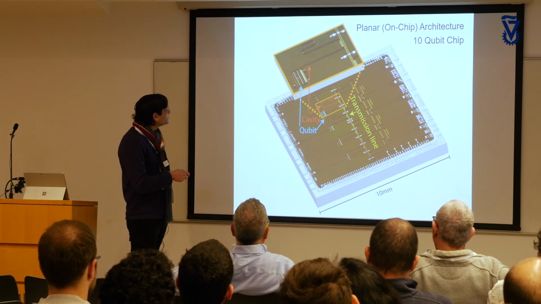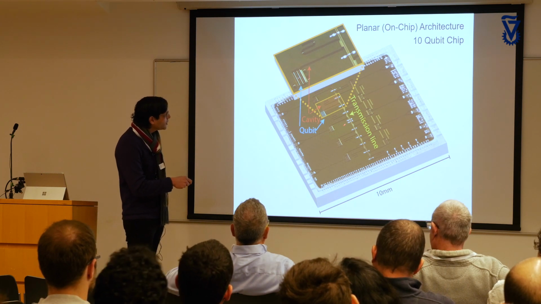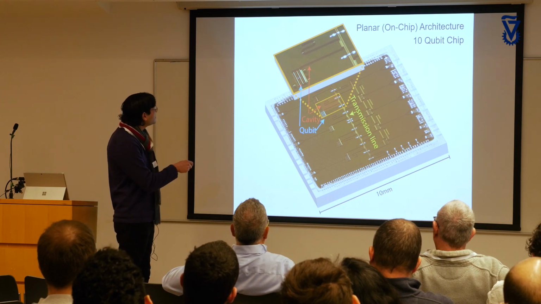Okay. The green stuff over here, that's niobium. That's also a superconductor. And over here, you can see the two squares of the qubit.